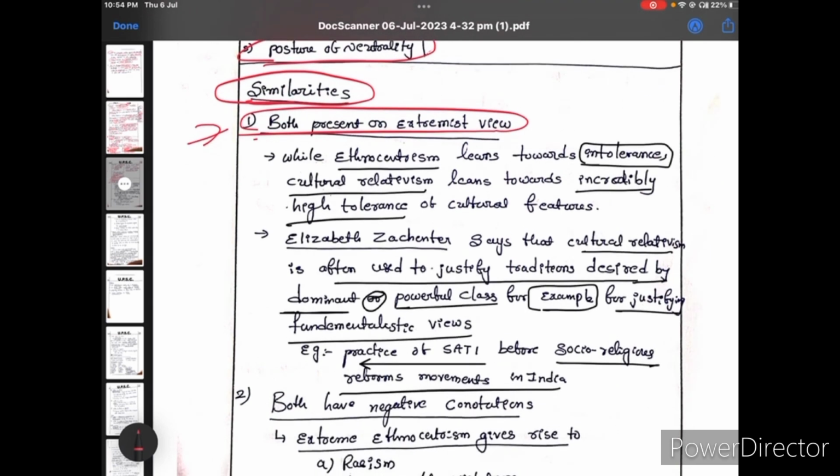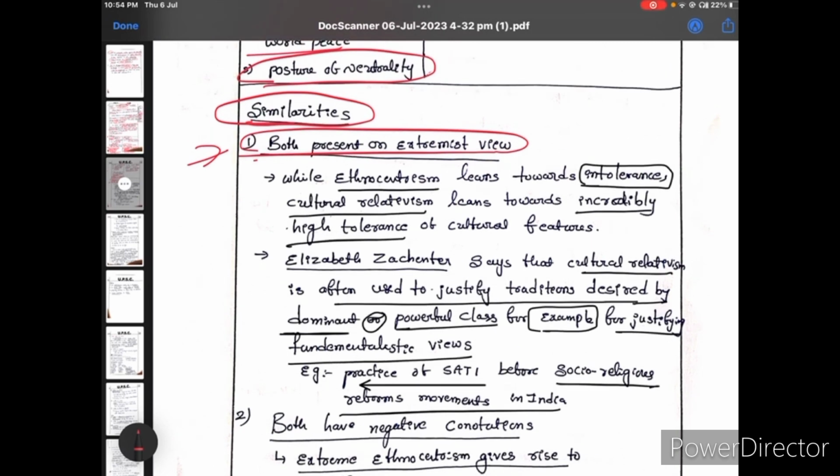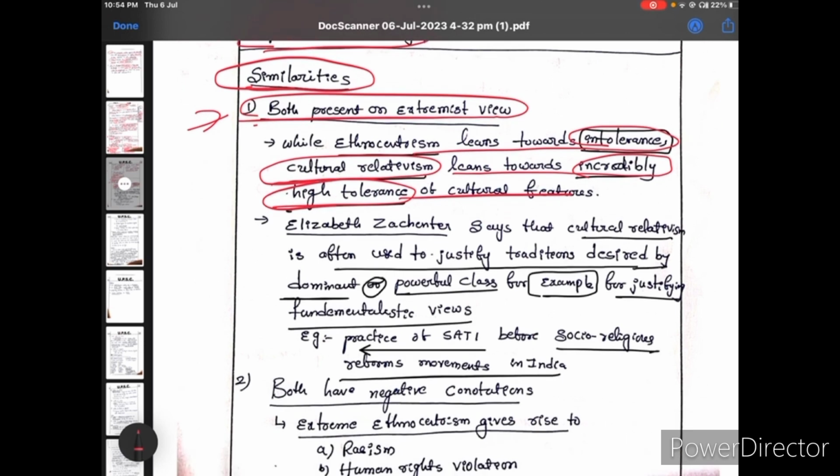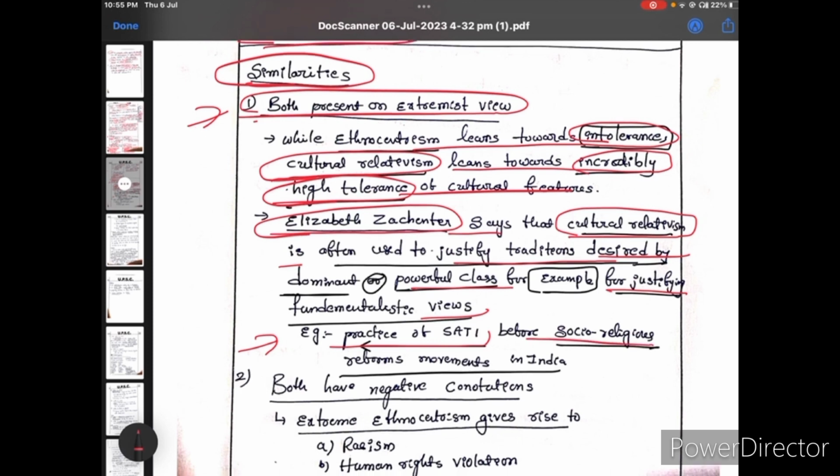Okay, and what is that? Now we will see here. While ethnocentrism leans towards intolerance, cultural relativism leans towards incredibly high tolerance of cultural features. So here I give an example. Elizabeth Zechenter says that cultural relativism is often used to justify the traditions prescribed by a dominant or powerful class. For example, for justifying fundamentalist views. Example I wrote here: the practice of sati before the socio-religious reform movements in India.